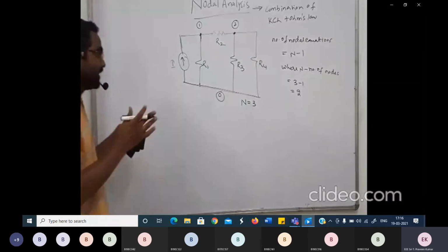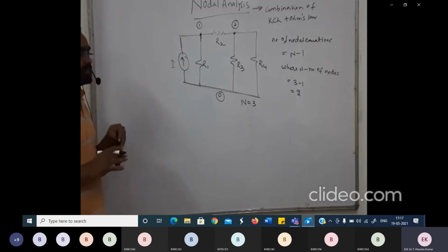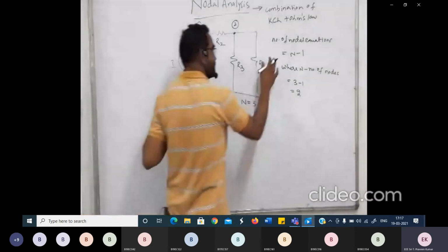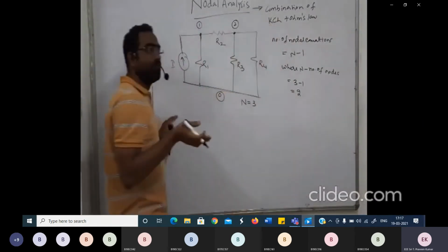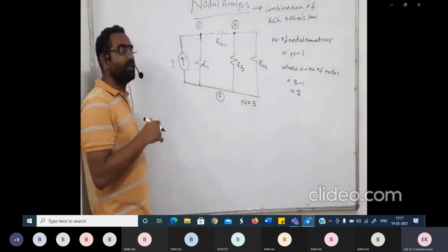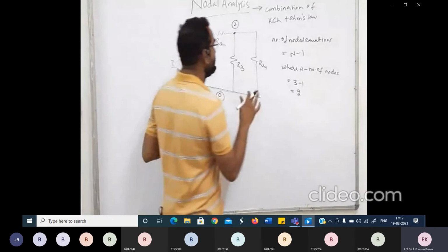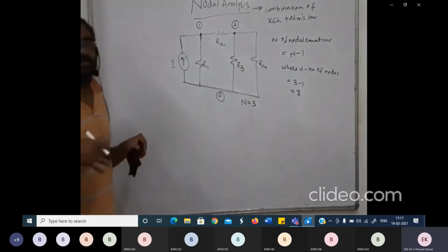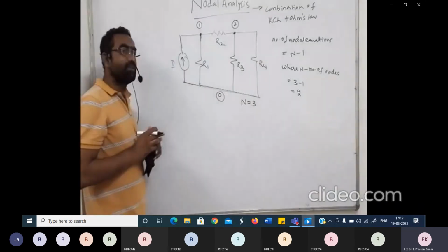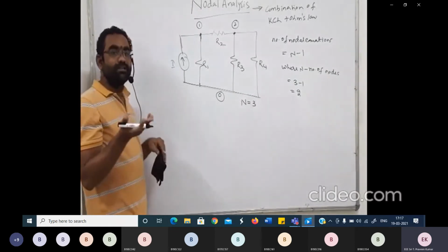You have mesh analysis, you have nodal analysis. Now out of these two, which is the best method if someone is asking, I will say that nodal analysis is best when compared to mesh analysis. Now I am not saying it in a fluke way. The reason is the number of equations required is less when compared to mesh analysis. So that's why we go with nodal analysis rather than mesh analysis most of the times.